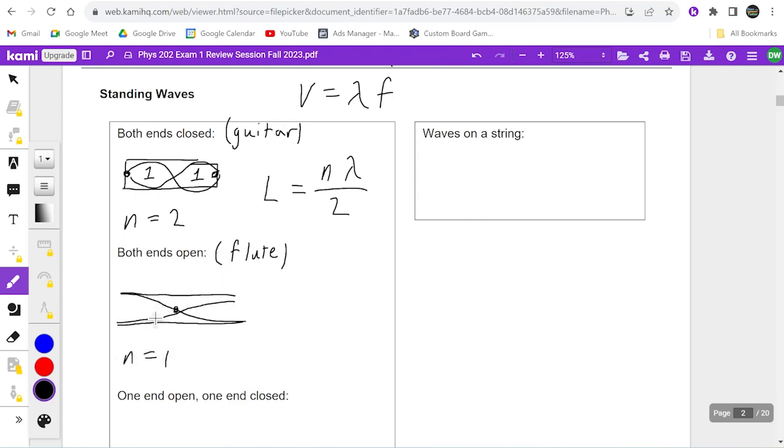The reason why is because if you count the number of loops, there's 1/2 loop over here and 1/2 loop over there to make a total of 1 loop. And that's why it's n equals 1. And by the way, L equals n lambda over 2. It is literally the same equation that we had for both ends closed. So both ends open and both ends closed are extremely similar to each other. And as we'll find out in 1 second, the last case, the one end open, one end closed, is like the problem child. It's very different.